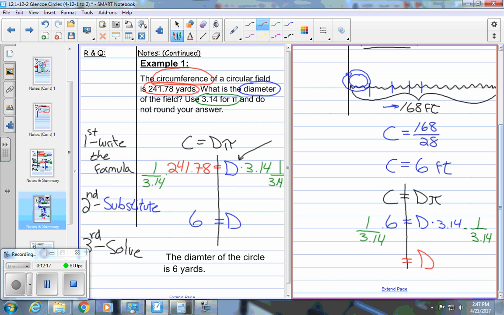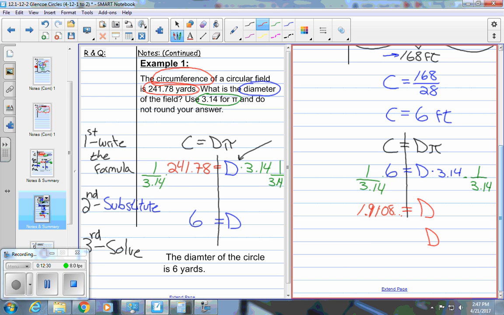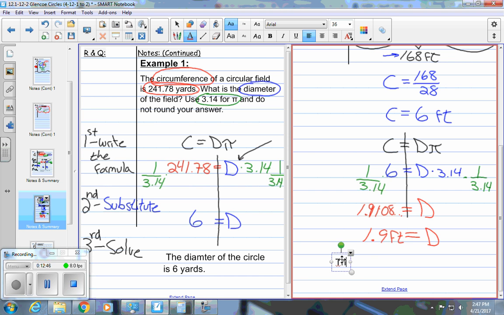And you should get something similar to me. I got 1.9108 and it keeps on going. Well, now we have to round that according to the directions, to the nearest tenth, which is 1.9. You're right, and our unit is still going to be feet. So, can't hurt, but let's write a little sentence here for our answer. The diameter of the snowplow tire is 1.9 feet.